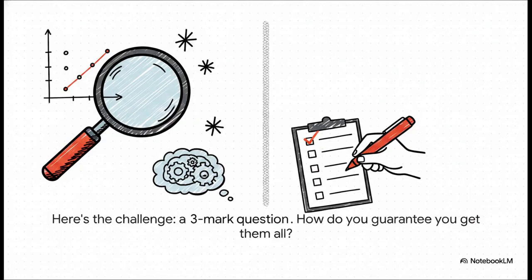So here's our challenge, a classic scatter graph question. Now, it looks pretty straightforward, right? But those 3 little marks are so easy to miss if you aren't giving the examiner the exact evidence they're looking for. So let's break down what a perfect answer actually looks like.